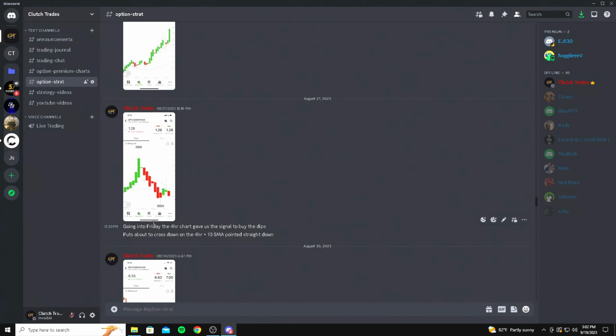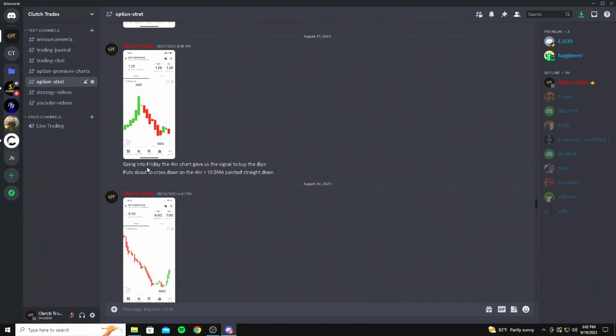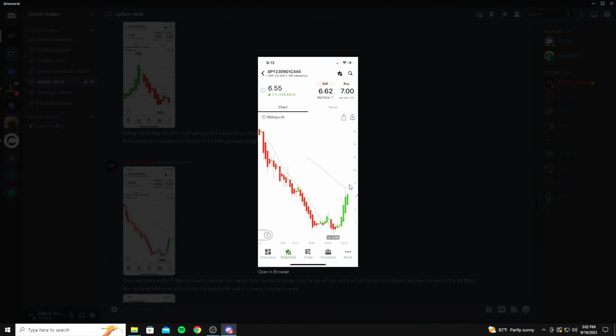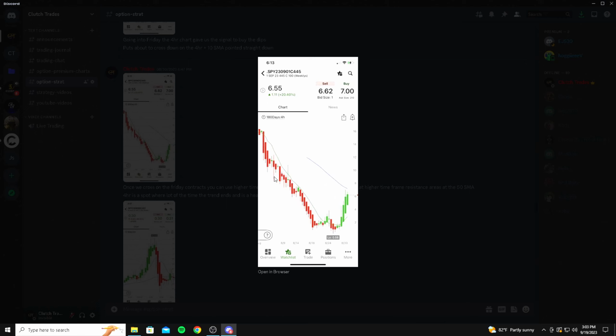And I said going into Friday, the 4-hour chart gave a signal to buy dips, plus about to cross down on the 4-hour, plus that 10 SMA is pointing down pretty hard. And then, as you can see, the 455 calls end up getting a massive spike here. And then on the call contracts, we're at that 4-hour 50 SMA, so you can short this. The 4-hour 50 SMA is mainly where the trend ends.